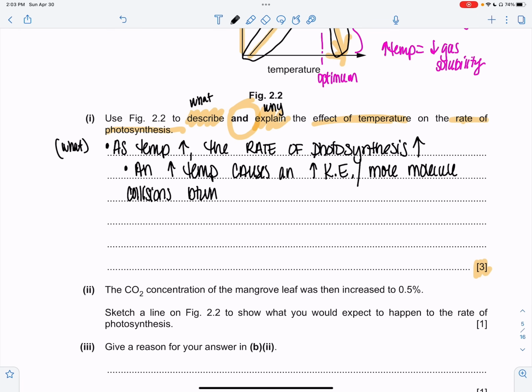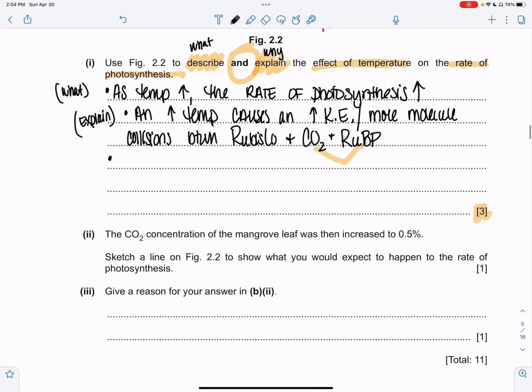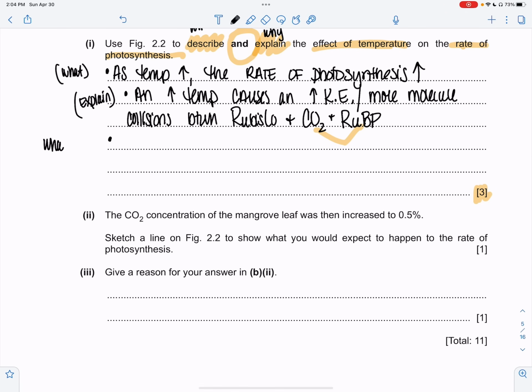Between Rubisco and CO2 and RUBP. And it's Rubisco that's putting together the CO2 and the RUBP. Rubisco is joining them. It's catalyzing or speeding up that reaction. This is the explain. And now I need to talk about what happens when I hit that optimum. What do we see this graph doing? It's decreasing. So we need to discuss that second part. Again, this is going to be like the what?